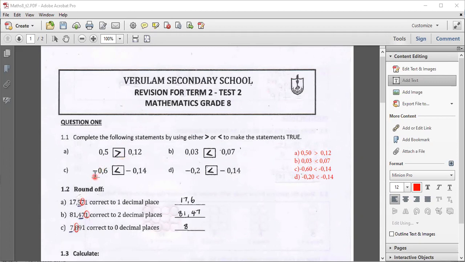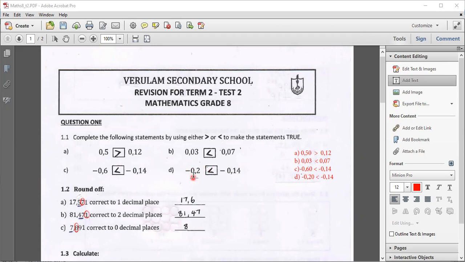This is negative 0,6 and negative 0,14. Written to 2 decimal places, we have negative 0,60 and negative 0,14. Now negative 60 is less than negative 14. Remember, 60 may be greater than 14, but with negative signs, the 60 now becomes less than 14. So the larger your number, which is negative, it will be less than the smaller number.